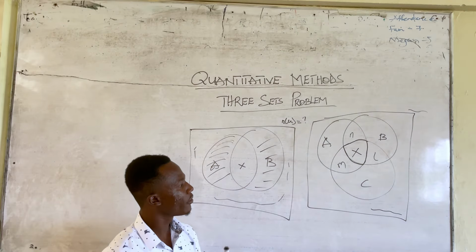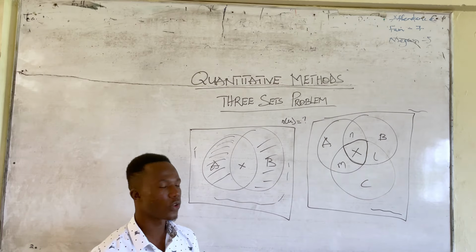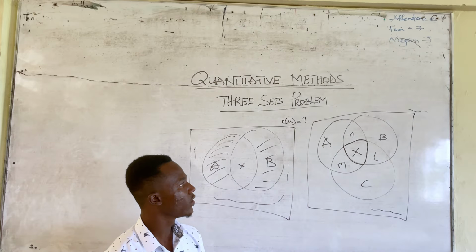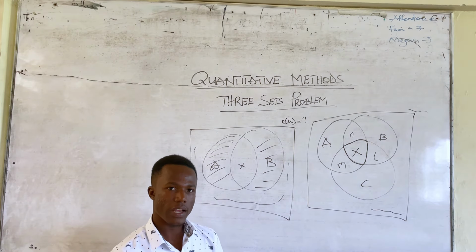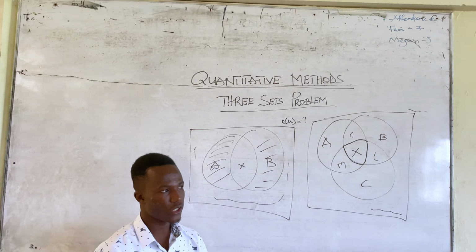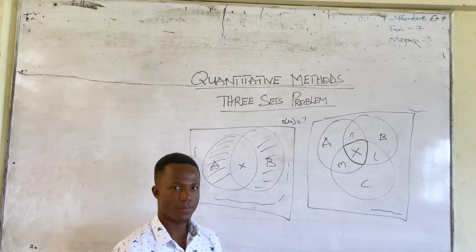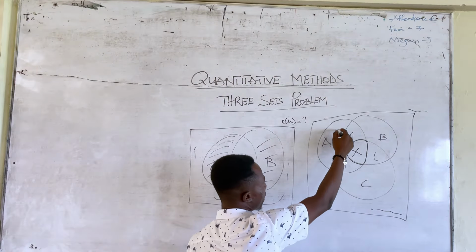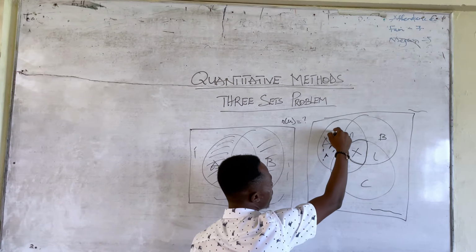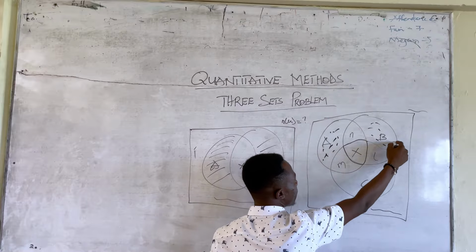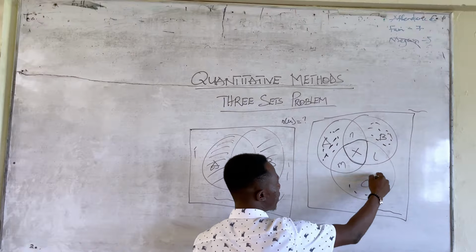Now, if you are being asked to calculate the number of students who studied only a particular course, let's say the number of students who studied only A, so only A is this part. This is only B. And this is only C.